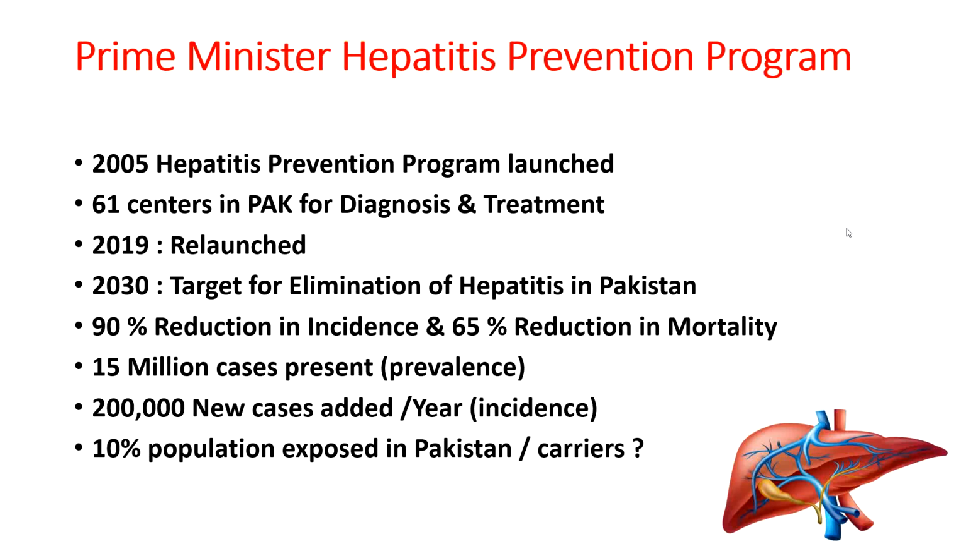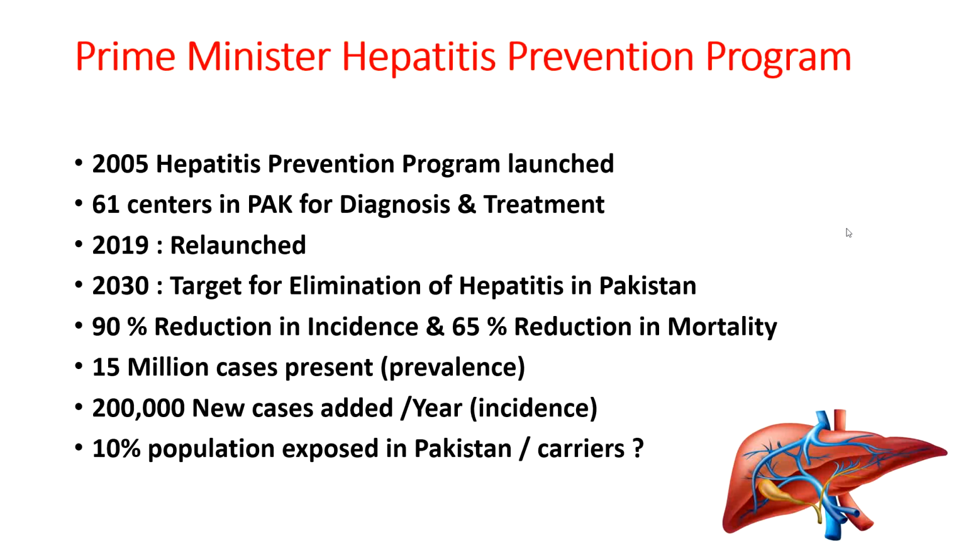The new government again relaunched the same program, that is providing them facilities for diagnosis and treatment for chronic hepatitis cases. And ultimately, the year 2030 was set as the target for the campaign for elimination of hepatitis in Pakistan. The target set was that there should be a 90% reduction in the incidence and a 65% reduction in the mortality of chronic hepatitis. And we know that there are 15 million cases of hepatitis. At this moment, they are prevalent.